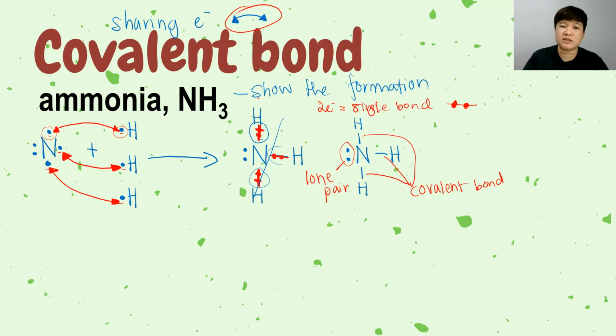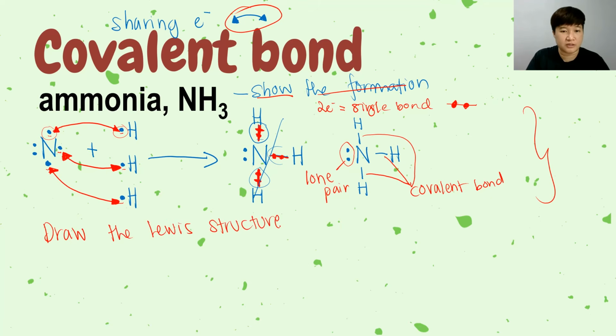And if the question asks you to show the formation, that will be your answer, everything of this. But what happens if the question only asks you to draw the Lewis structure? If the question only asks you to draw the structure, it means you only need to draw the structure. And your structure will look something like this. Bear in mind, you still have a lone pair, and then you have your H bonded, and then your H bonded. And if the question only asks you to draw, that will be your correct answer.